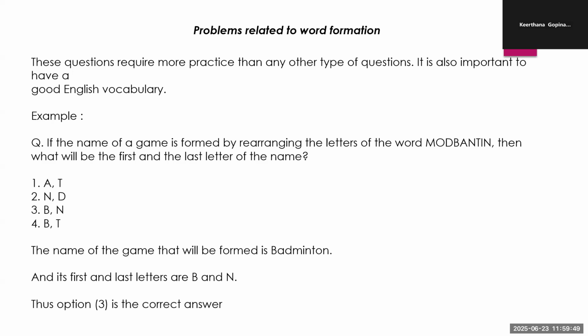Name of a game is formed by rearranging the letters of the word. So the jumbled letters are given. They are saying that you can form the name of a game from this. What is the first and the last letter of the game? That is the question. You have to use these letters. The answer is badminton. Correct. Very good. You are able to find it out immediately. So the first letter is B, and the last letter is N. So the answer is 3.